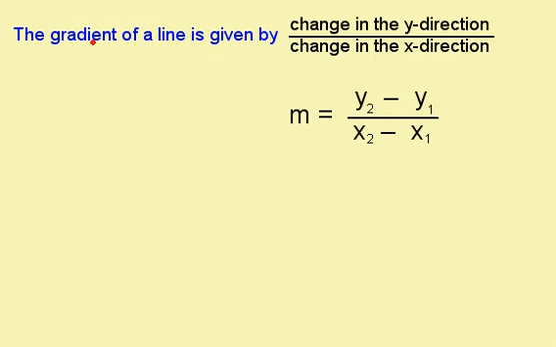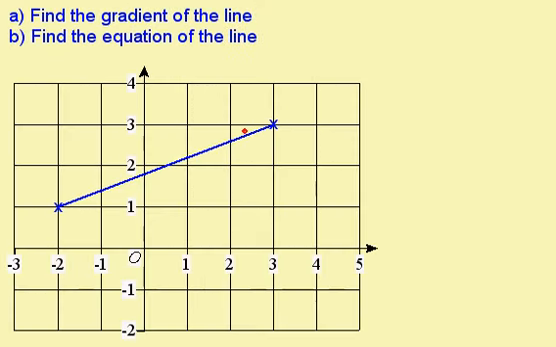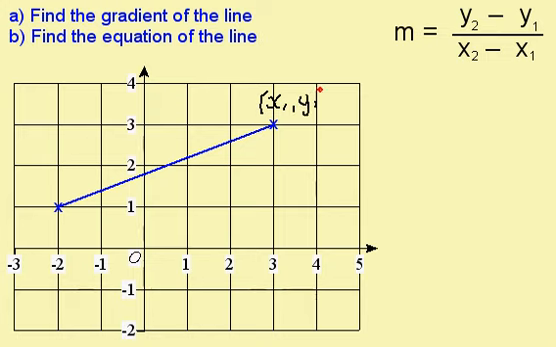You need to remember that to find the gradient of a line, you need to divide the change in the y-direction by the change in the x-direction. So, if you're given two coordinates on the line, which are x1, y1, and x2, y2, you can use this formula to find the gradient. For this question, I need to find the gradient of the line and then the equation of the line. I'm going to use this formula to find the gradient. If I call this point here x1, y1, and this point here x2, y2, I can use the formula.